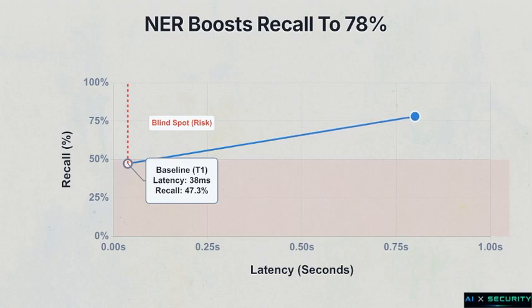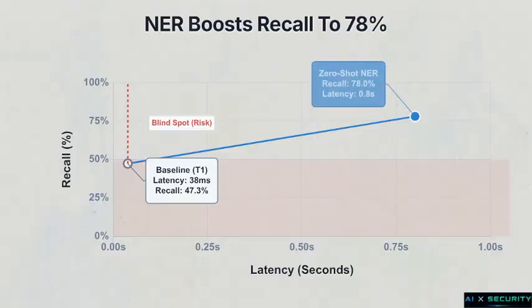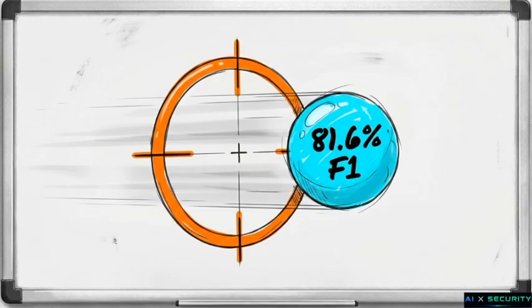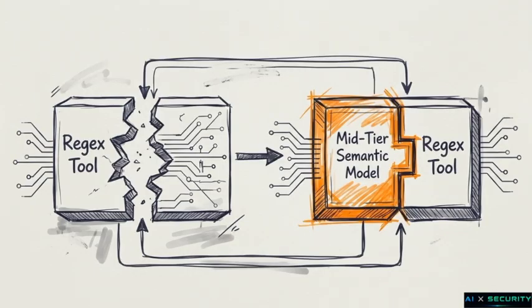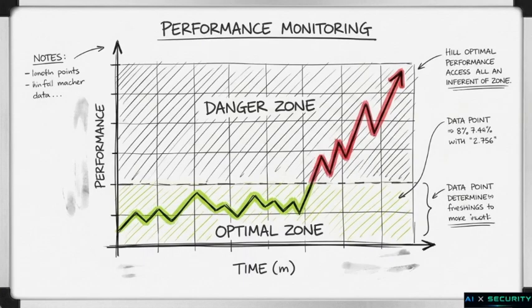Adding zero-shot NER changes the math. This new configuration moves sharply up the y-axis to 78% recall, shifting slightly right to 0.8 seconds of latency. This setup represents the optimal operational sweet spot. It achieves an 81.6% F1 score in under a second, a response time well within the acceptable limits for human-in-the-loop chat interfaces. Integrating a mid-tier semantic model bridges the intelligence gap left by traditional regex tools, and it does so without triggering the devastating latency tax of full LLM inference.